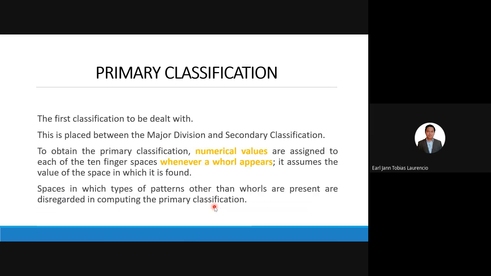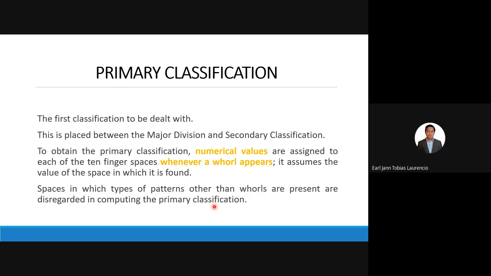So the primary classification, accordingly, as stated herein, is the first classification to be answered. And it is located in between the major division and the secondary classification. Now, how are we going to get our answers to the primary classification? Okay. Take note, class, that in the primary classification, there are numerical values that are assigned in all of your 10 fingers. May numerical value ang mga daliri ninyo sa primary classification. Later on, malalaman natin ano yung tinutukoy kong numerical value. So lahat ng daliri mo, may corresponding yan na numerical value.